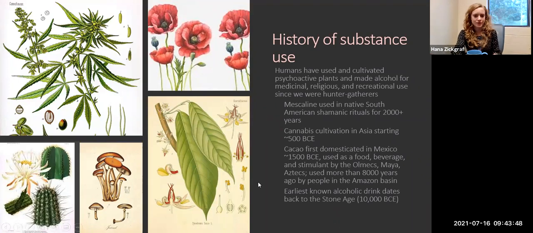Cacao, which is what this figure is showing, was first domesticated even longer ago than cannabis, but even before it was domesticated, South American and Central American hunter-gatherers have been using it for its stimulant effect. And alcohol may be the oldest substance that humans have a relationship with.